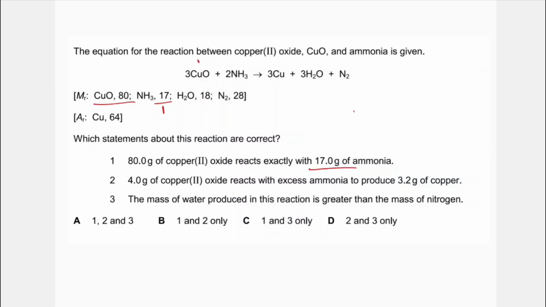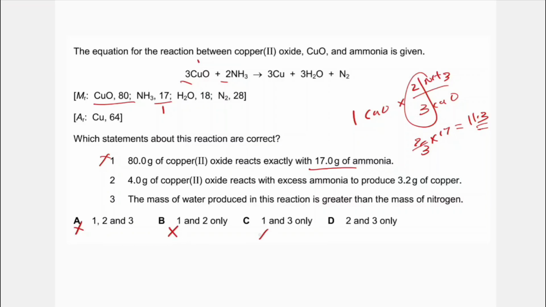So if we have 1 mole of copper oxide, for every 3 moles you need 2 moles of ammonia, right? So you technically need 2 over 3 moles of ammonia, and 2 over 3 moles of ammonia is 11.3 grams, not 17. So that statement is clearly wrong. So if one is wrong, this is not the option, this is not, and this one is not. This is the answer. And you can also verify that by using the other calculations.